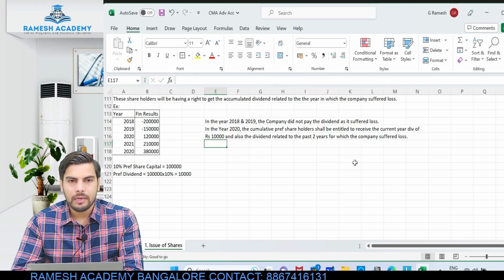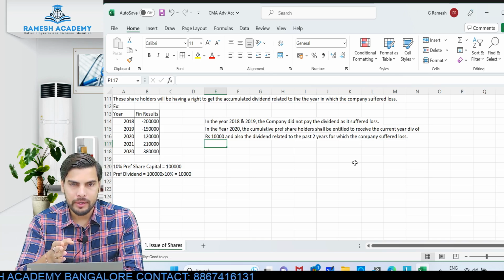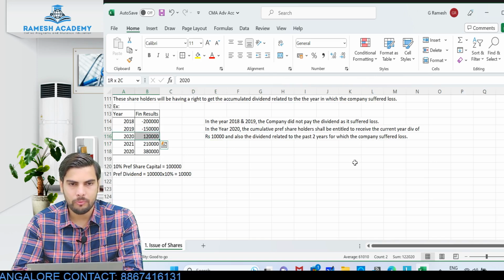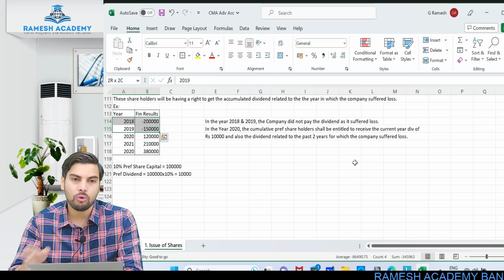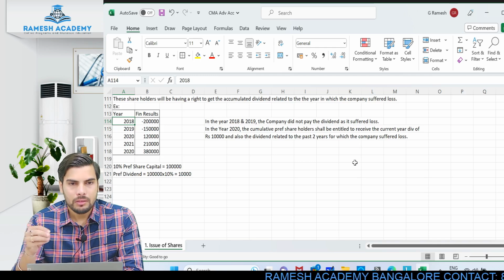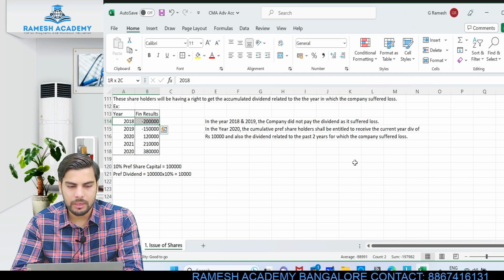Now understand this carefully. The dividend relating to these 2 years will get accumulated. When the company made sufficient profit in 2020, it is not only the dividend pertaining to this year which they will receive; along with it, they will also have the right to receive the dividend pertaining to the past years in which the company suffered loss. Clear? In case of cumulative preference shares, the shareholders will not receive any dividend whenever the company suffers loss.